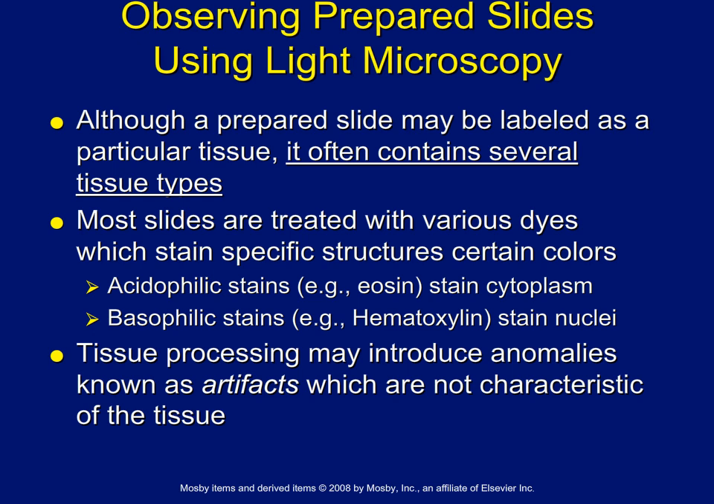The last thing you need to know is that tissue processing may also introduce some anomalies that are really not normally present in the tissue, and these anomalies are called artifacts. And so you need to be able to recognize them and differentiate them from things that are really supposed to be there in the tissue.